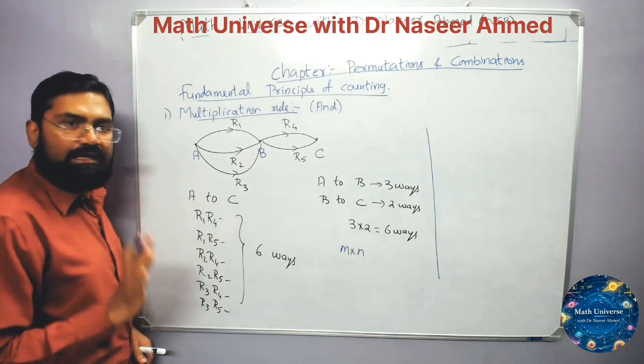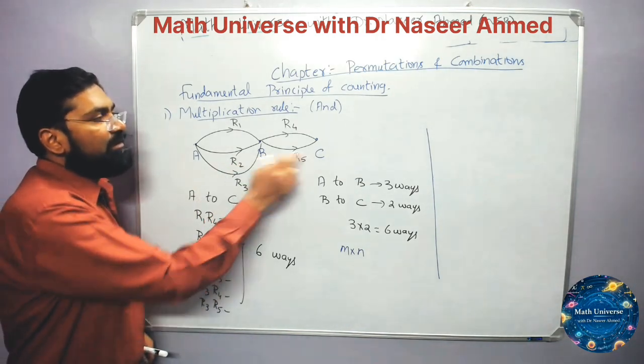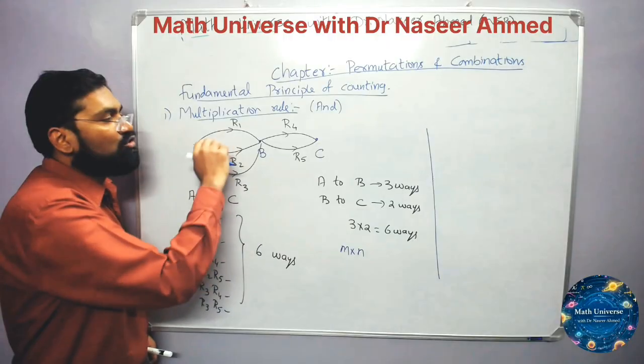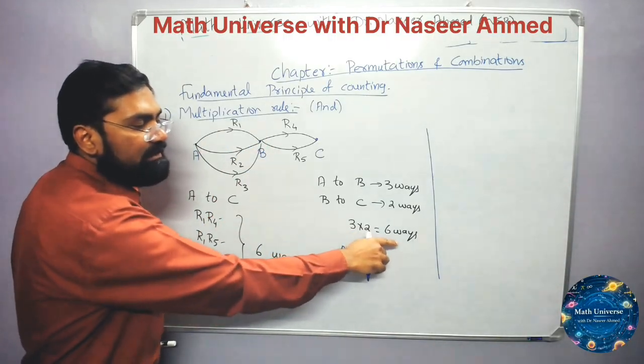First, I hope this is clear. Again, I repeat. From A to B, 3 ways. B to C, 2 ways. Total number of ways is 3 into 2, nothing but 6 ways.